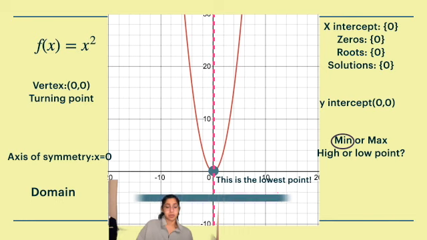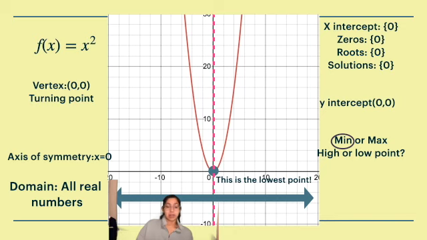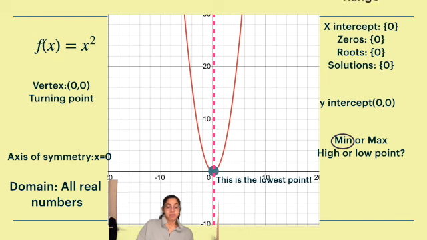Okay, next we've got domain. I can see that this graph is continuously extending, very slightly, but it's still extending left to right. So of course for this one, my domain is all real numbers. We'll talk more about domain and range on Wednesday. And then, we'll just talk more about it then.